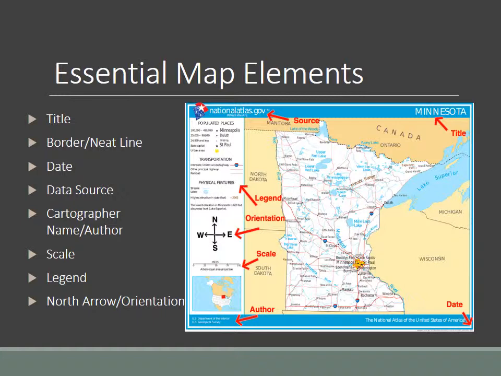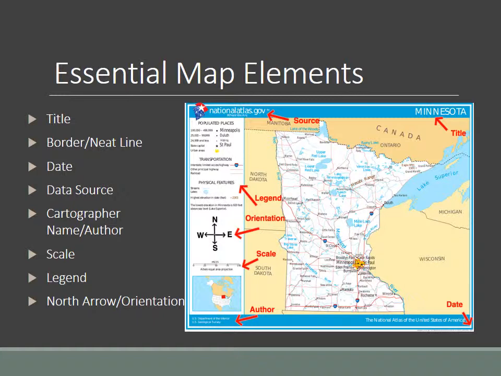The border or neat line keeps everything organized, delineating and defining the extent of geographic data on your map. The date lets us know when the map was made, in case you have multiple versions, or when the information can be considered out of date. Data source helps people who are using your map know where your data came from. And cartographer name, for the purposes of this course, having your name on the map helps me know who the map belongs to when I'm grading.